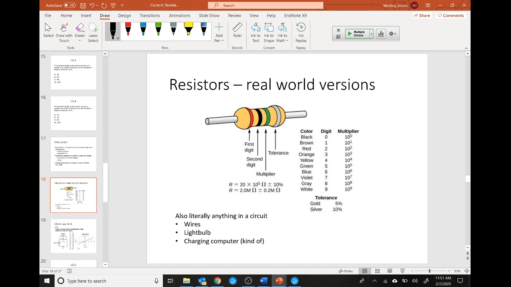But basically the first digit is going to be defined by the band on the left. And then the second digit is the band in the middle. Then you have your multiplier, and then you have your tolerance. So that sounds really obscure. What does it mean by first digit, second digit? Let me give you an example.